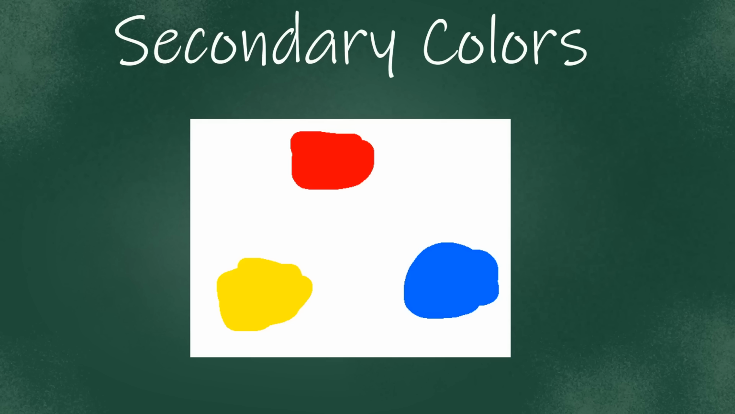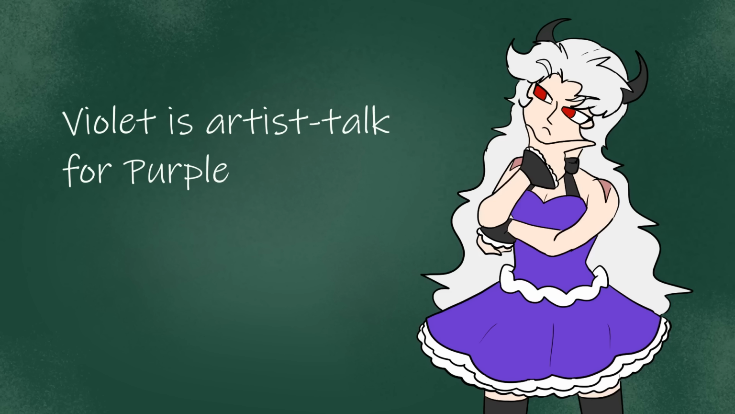Next thing you need to know is the secondary colors. If you mix two primary colors together, you get the secondary colors. Red and yellow make orange. Yellow and blue make green. Blue and red make violet. Violet is just purple, but in the world of art, you call it violet. It just sounds nicer. That's just how it is.